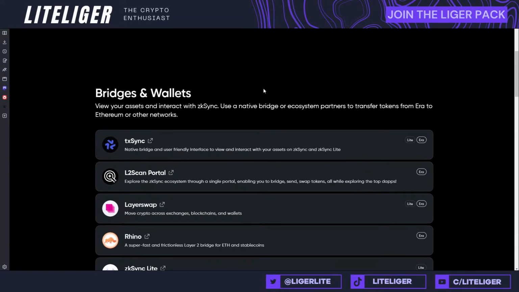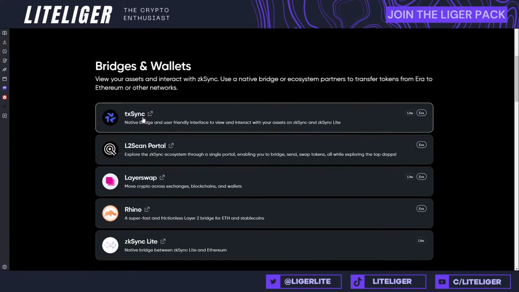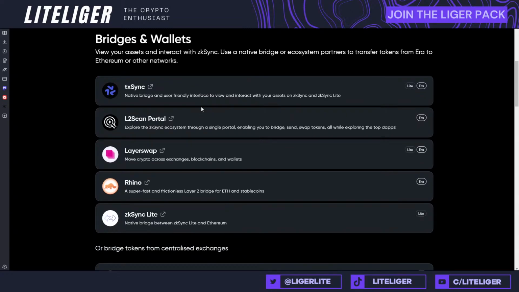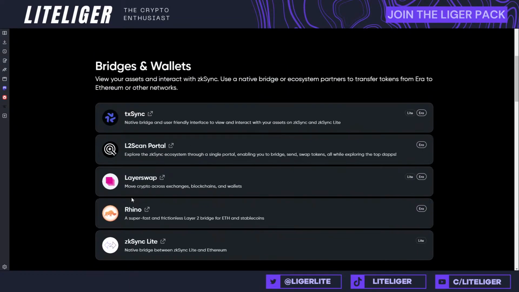You will be able to bridge it back into another layer 2, or back to layer 1. We're going to be using zkSync's bridge, which is kind of the official bridge of sorts, or I think it is the official one. There are a couple of other options here like Layer Swap and Rhino, and then there is zkSync Lite itself, but we'll talk about that a bit later on.